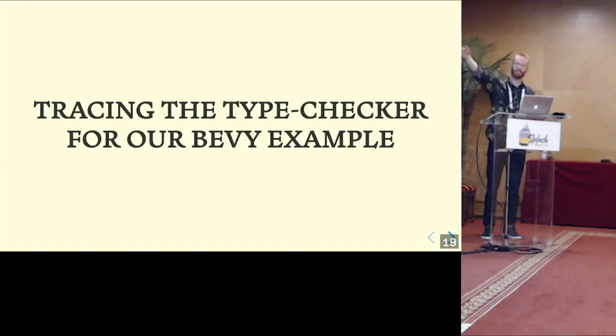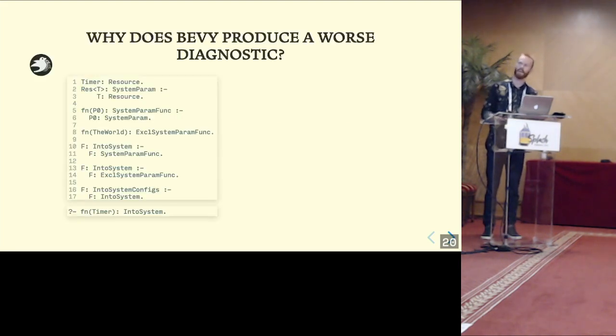So we're going to play the same game that we did before with our simple example, and we're going to trace the type checker and see what things it touches when trying to see whether or not we have a well-formed system. I have translated the Bevy library into a series of logical clauses. Again, don't read them. We'll step through them one by one. But the main thing is that we have our function, which has a single parameter, Timer, and we want to know if this implements IntoSystem. And so that's the top of our search tree.